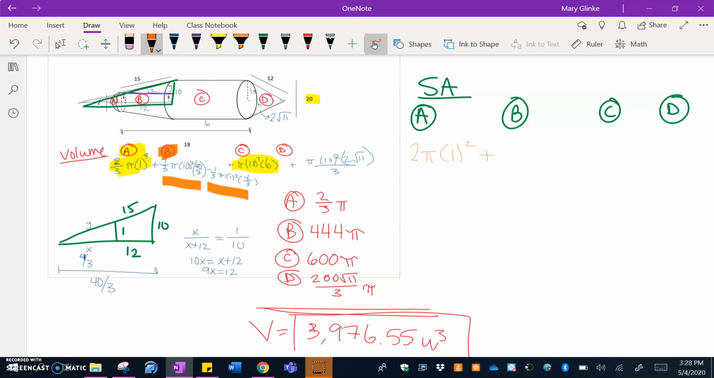For part B, we're going to do the lateral area of the bigger cone minus the lateral area of the smaller cone. So the lateral area of the bigger cone is going to be pi RL. And the bigger cone has a radius of 10. Now we do need to know the slant height. So we do have to solve for y. This is one other thing we need to do.